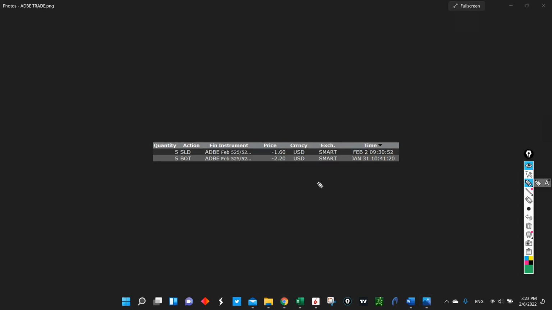Let me just go here. Here is, as you can see, I wanted to scale in slowly into this position, but of course, since the market is moving pretty fast, I wasn't able to get into a full position. So I was able to open, as you can see here on January 31st, 5 contracts. I was able to sell the contracts, right? I was trading a 525 to 520 put credit spread, and I was able to open this one for a credit of $220. And then I decided just to take the profits and run, and I closed my trade 2 days later for a debit of 160.